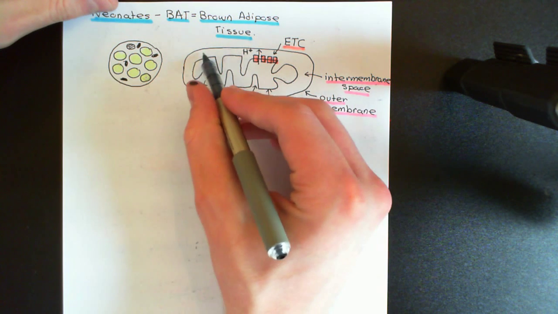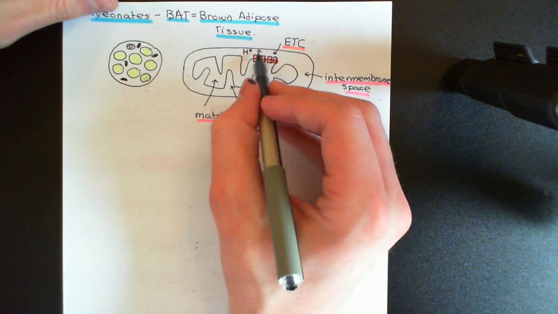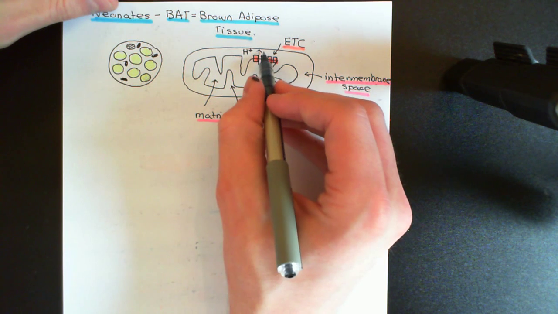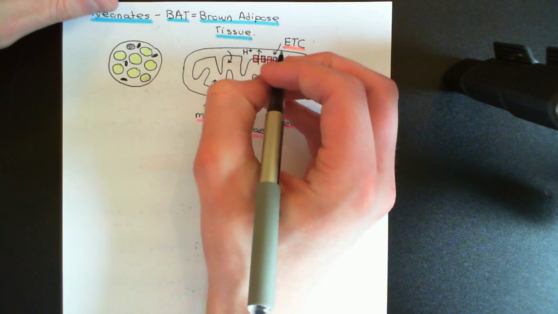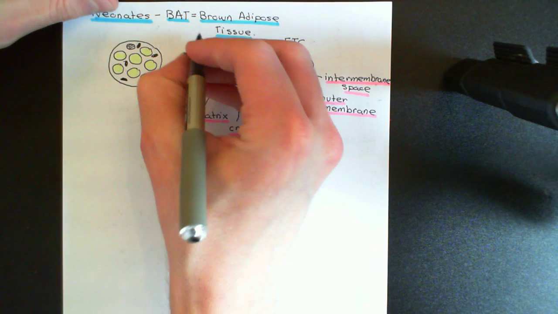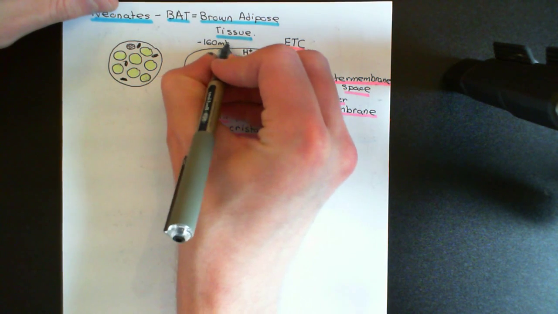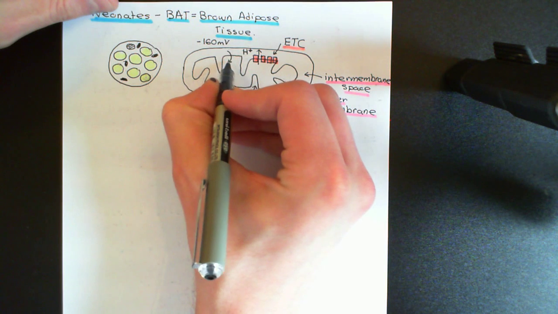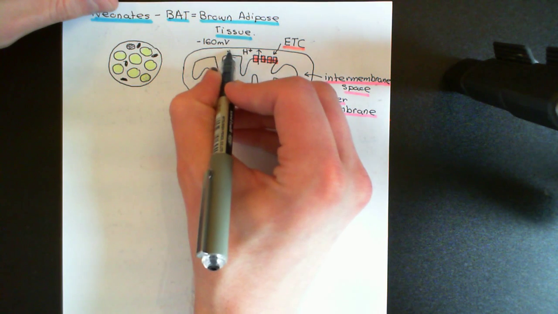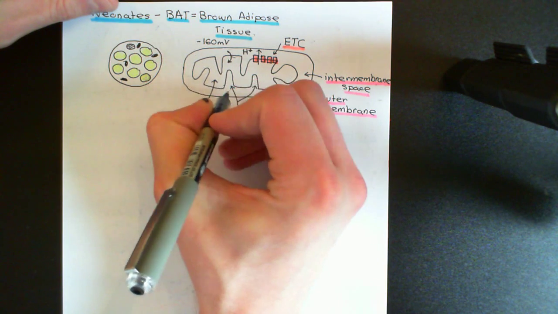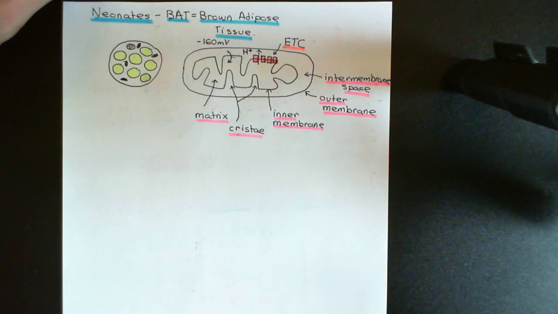Now this creates both a concentration gradient of protons but also an electrical gradient, because you're moving positive charge from the matrix into the intermembrane space, and you actually end up with a massive great electrical potential difference across the inner membrane of the mitochondria of negative 160 millivolts. So the electrical potential inside the matrix is 160 millivolts lower than the electrical potential in the intermembrane space, because you've moved all of this positive charge into the intermembrane space.